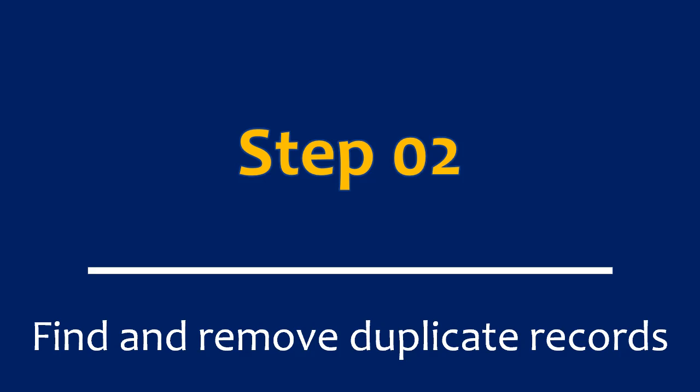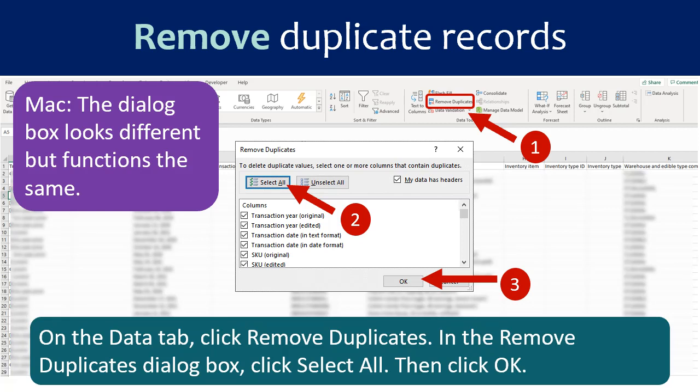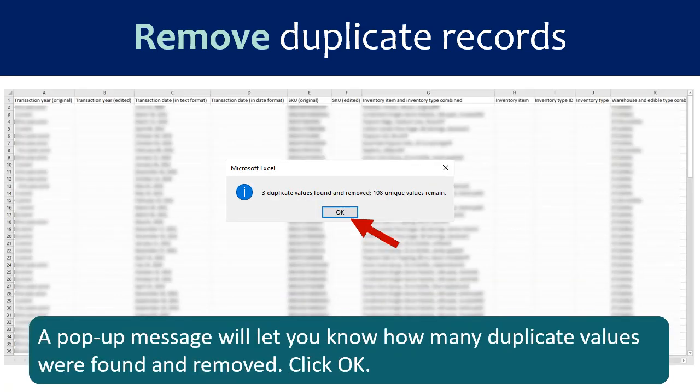In this step, we will be finding and removing all the duplicate records in the data. On the Data tab, click Remove Duplicates. Select All, then click OK. Mac users, the dialog box looks different but functions the same. A pop-up message will let you know how many duplicate values were found and removed. Click OK.